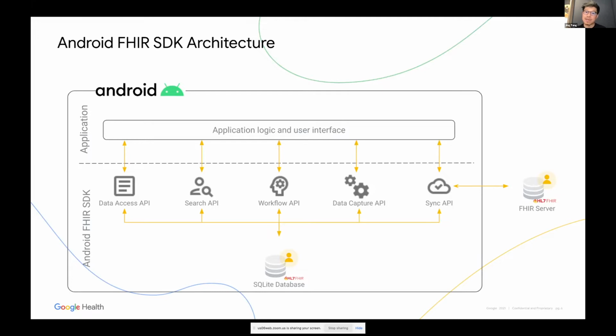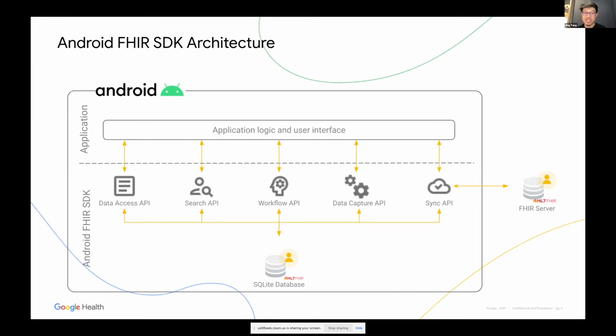And then the search API: we've taken inspiration from the FHIR search spec, but this is a programmatic search API. For example, you can search for patients by name.